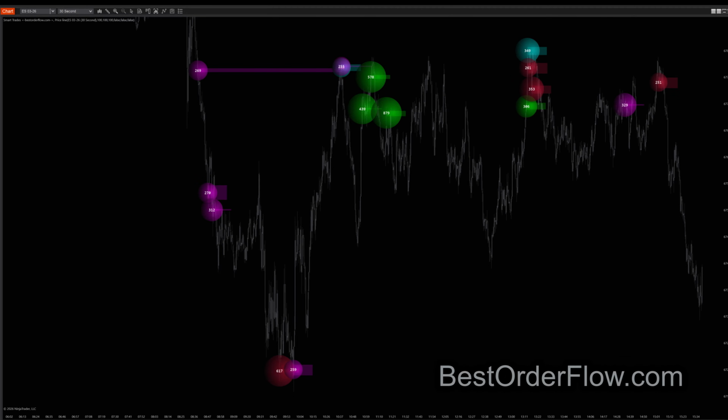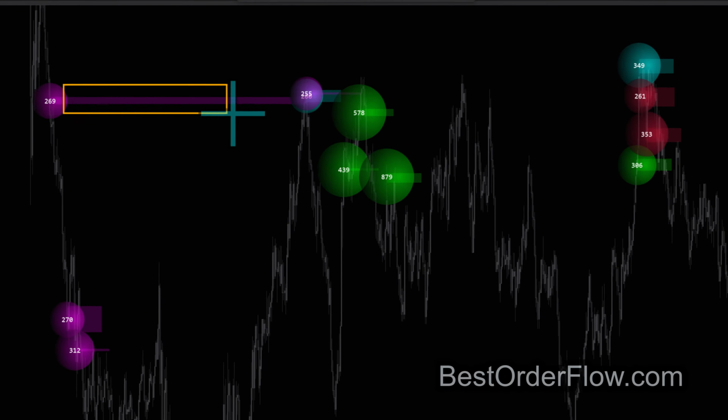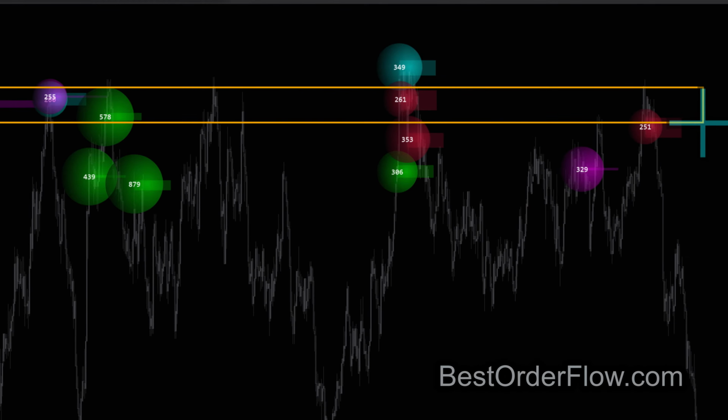Here's a smart trades indicator from Best Order Flow. On this chart, we can see the ES or S&P on 30 seconds, practically starting from the hour before the opening, and we're going through the rest of the day. We can see that there is a zone that is actually holding this particular price level pretty well.